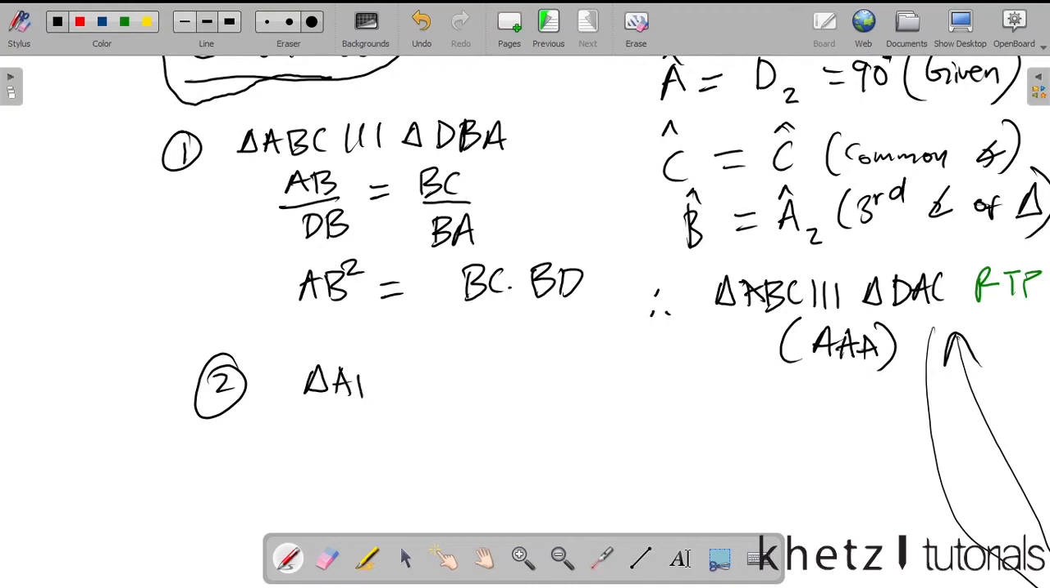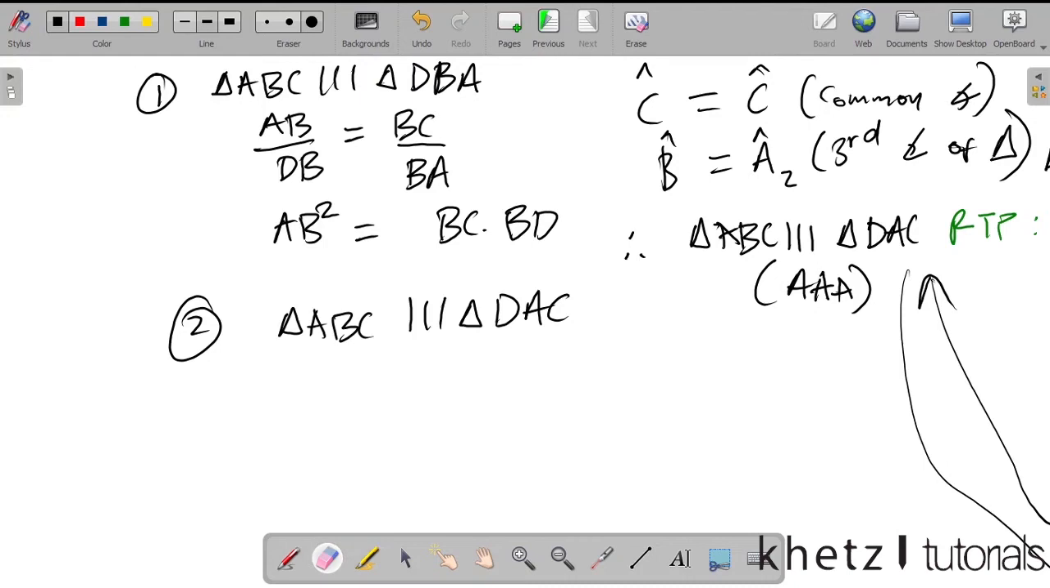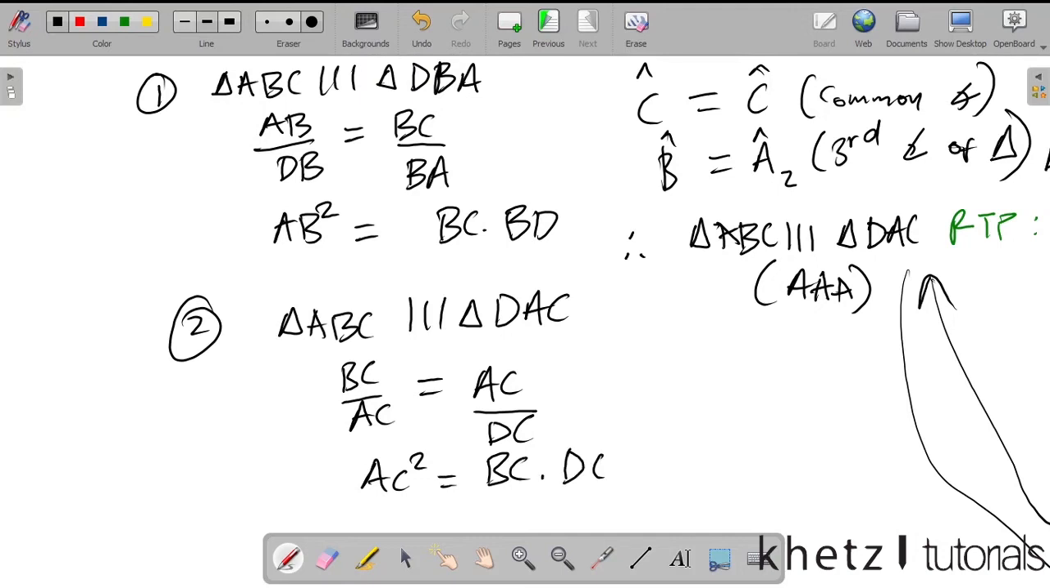And if we go down to actually look at triangle ABC similar to triangle DAC, from that you're basically going to get BC divided by AC is equals to AC divided by DC. And if you cross multiply again, you're going to get AC squared is equals to BC multiplied by DC.